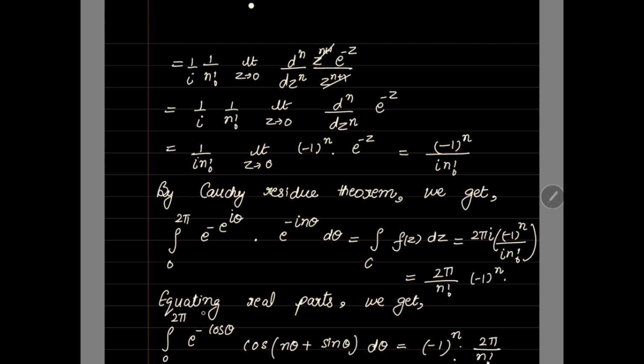Now if you equate the real parts, we get the integral from 0 to 2 pi of e to the power minus cos theta, then cos of n theta plus sin theta d theta, right? This is equal to minus 1 to the power n, 2 pi over n factorial, because the right hand side is already in the real part. It is having only the real part, right?